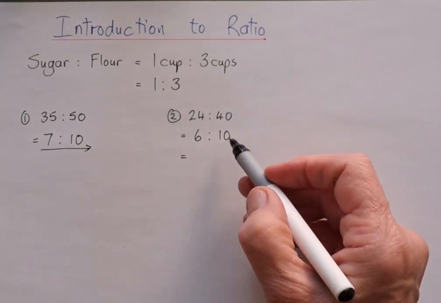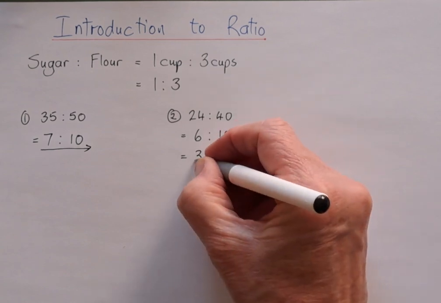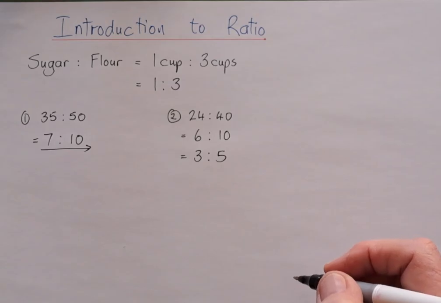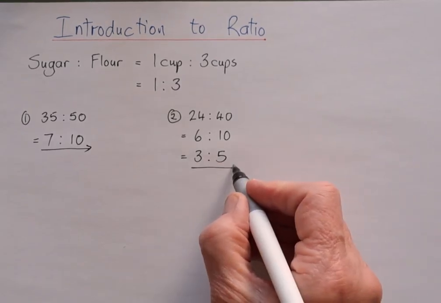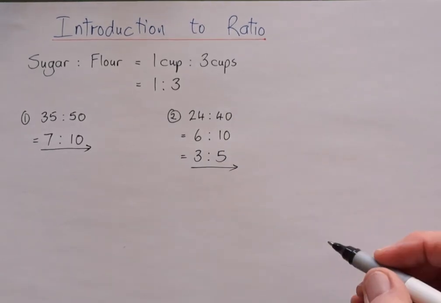So we've realized they're still divisible by 2. 2 into 6 goes 3 times, and 2 into 10 goes 5 times. And as we can see, there's nothing that will divide into those two. So if you don't think of the HCF straight away, you might just have to do an extra step.